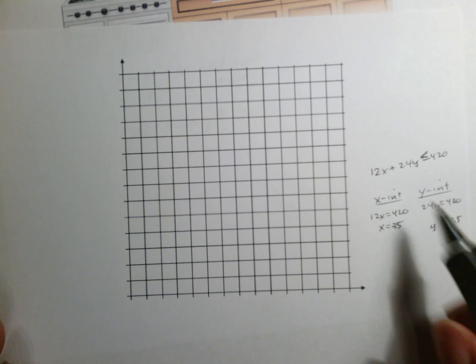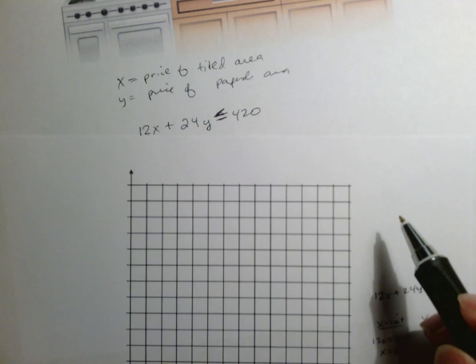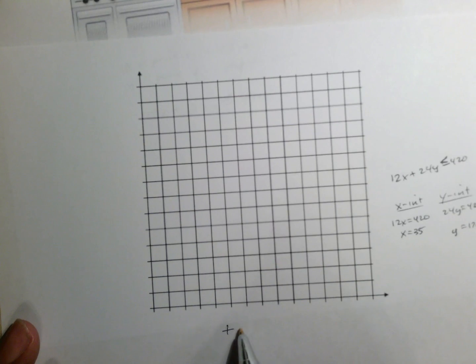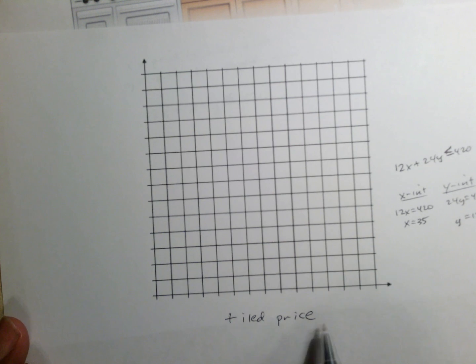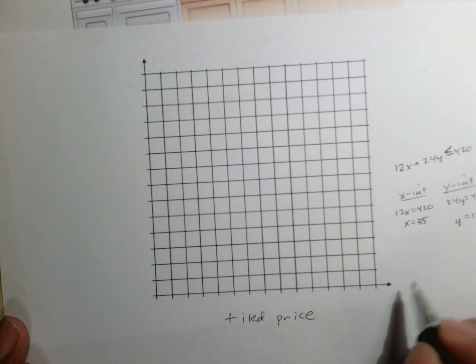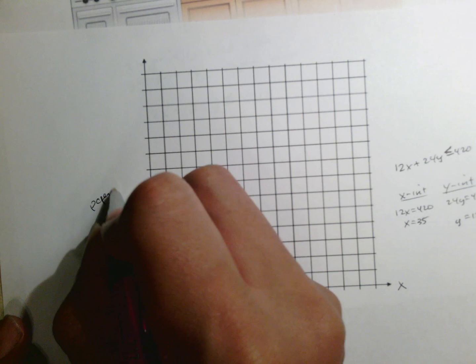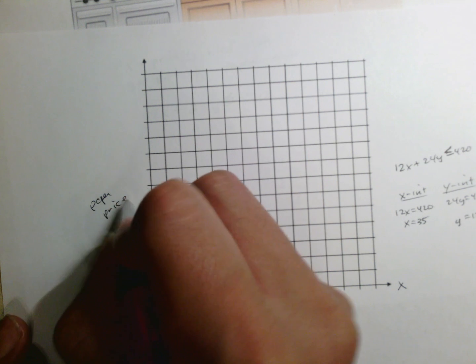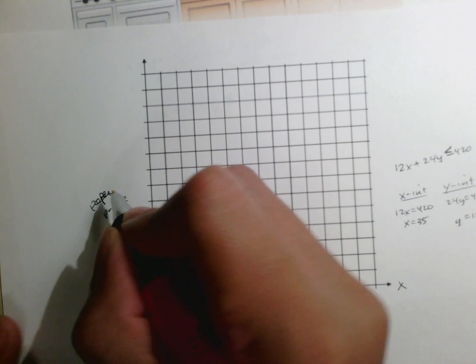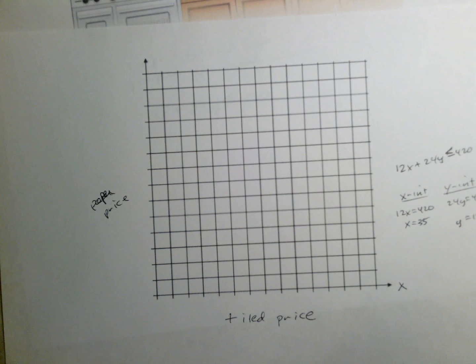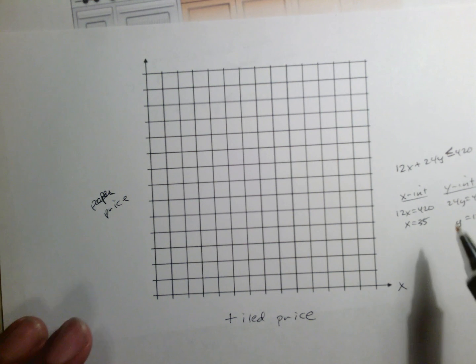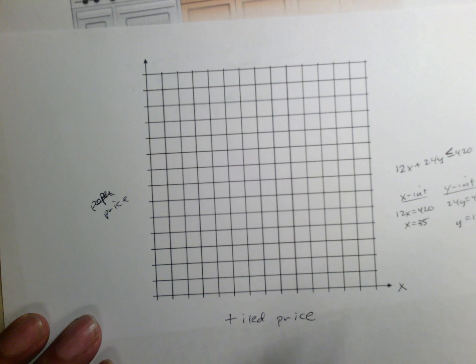So using that, I'm going to call the x, since x is my tiled area, this will represent my tiled price, because remember I have to label this, otherwise we don't know what's going on. This would represent my paper price. And putting all that together, I now have to see what's going on. Well, in order to get my tiled price, the x-intercept is 35.